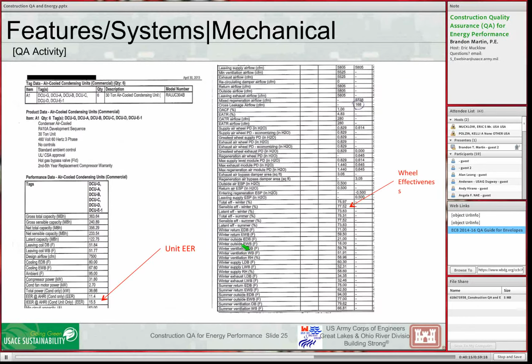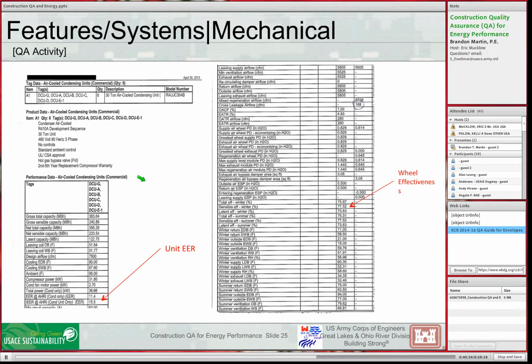So here's an example. This is the same submittal we saw early on in the presentation. This shows an air handling system. It happens to have an energy recovery wheel. This is the effectiveness of the wheel. So we look through all this data to make sure it matches what was scheduled for performance.